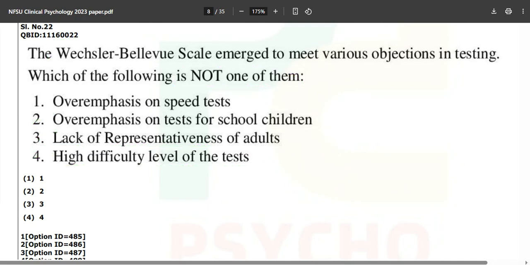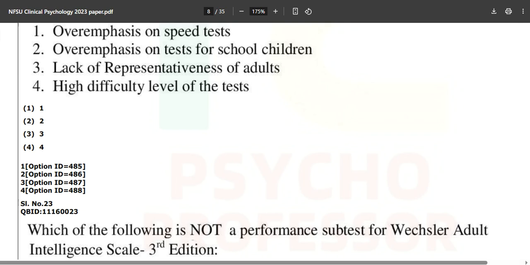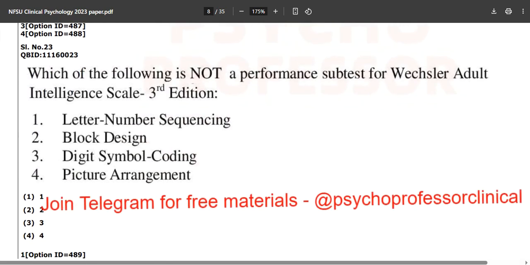Okay, now you just saw two questions from where? From your intelligence, I mean psychological testing. Now it's time for the third one. I am telling you this WAIS is very important. See, third question once again.